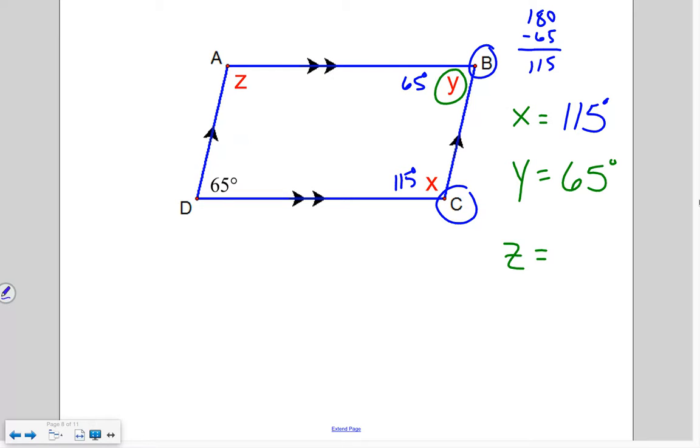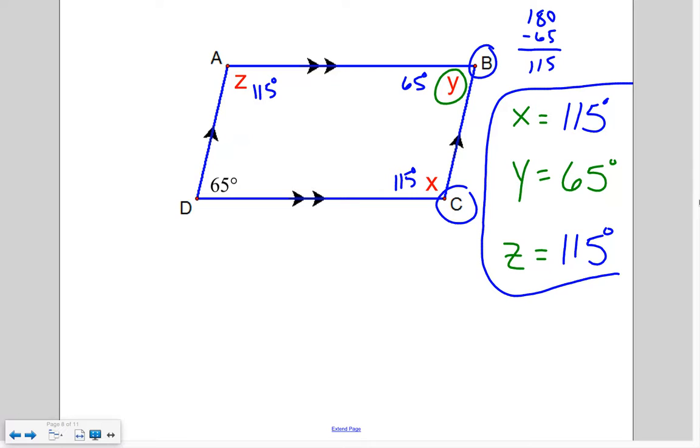Now I can find Z, which is the measure of angle A. I could find that a couple different ways. I could now use opposite angles are congruent. Okay, so angle C and angle A. So I could show that that is going to be 115 that way. Or I could use the consecutive angles being supplementary because now I know both of the consecutive angles that pair with A are 65. So I know Z is going to be 115. Okay, there's our three variables and their solutions for this example.